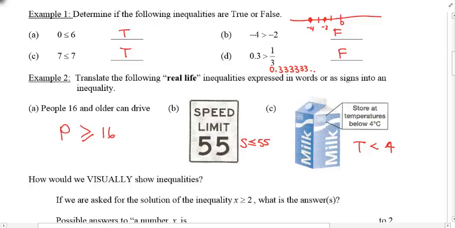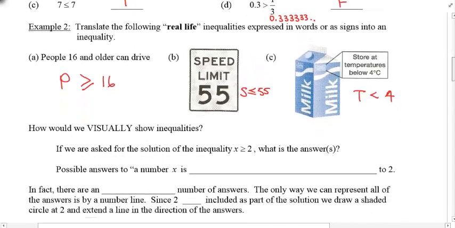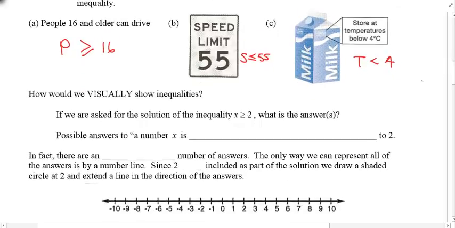Now, how do we visually show inequalities? So if we're asked for a solution of the inequality x is greater or equal to 2, what's your answer? Well, really, an answer is a number that's x, which is greater than or equal to 2. Now, how many answers are there? Well, it could be 2, it could be 3, it could be 4, it could be 5, it could be 10,000, it could be 10 billion, it could be 10 gazillion. So there really is an infinite number of answers.